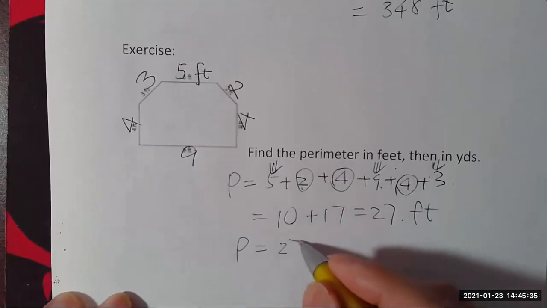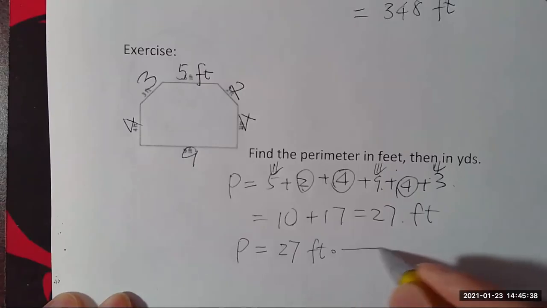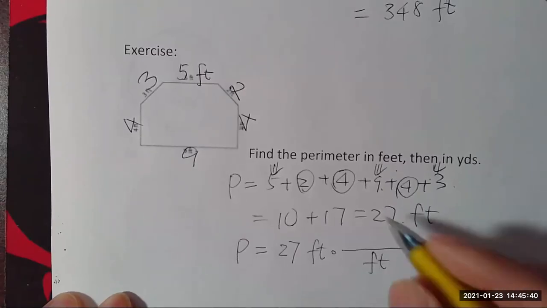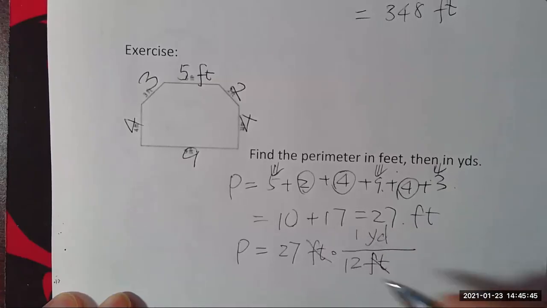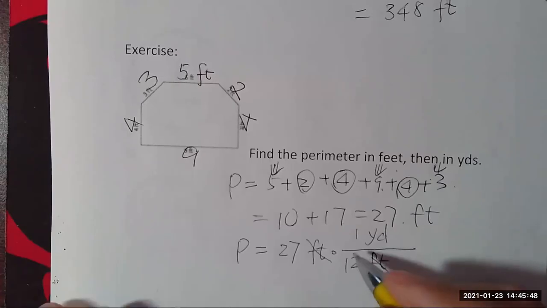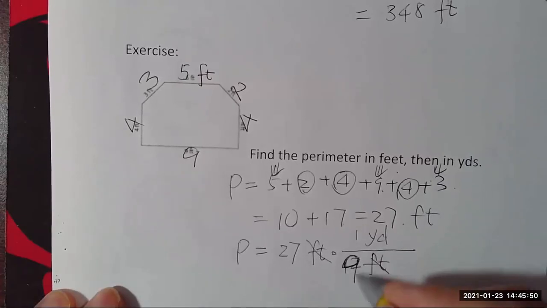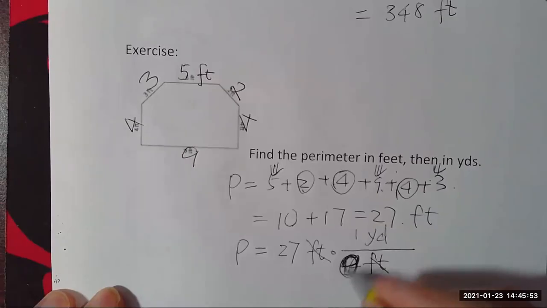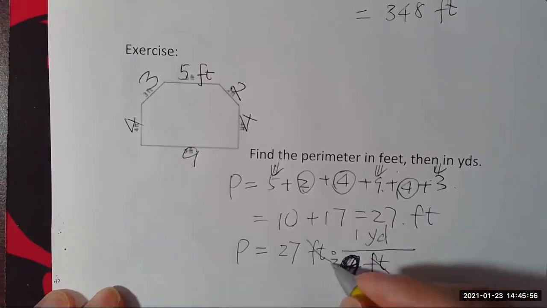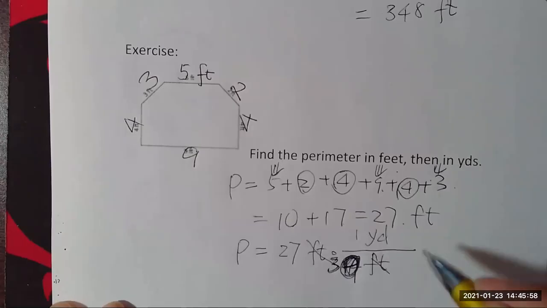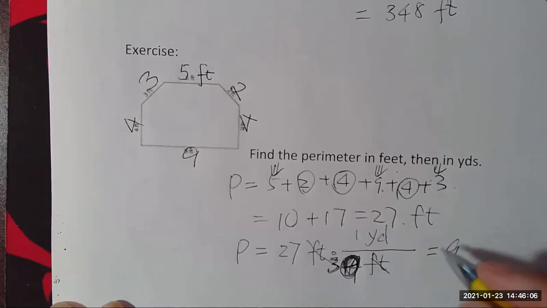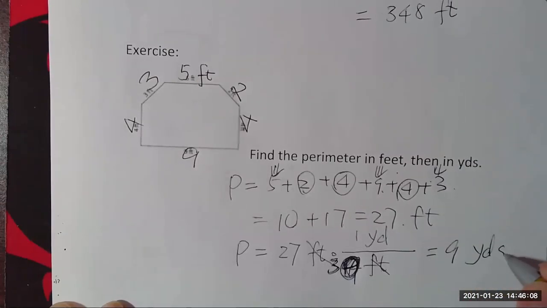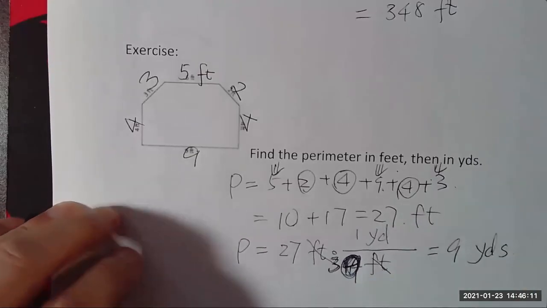So start with 27 feet, multiply by the conversion factor. Feet on the bottom, yard on the top, so that we can cancel feet. Last time it was 1 yard, 12 feet. This time, 1 yard, 3 feet. So this time, 3 is on the bottom, we divide by that. So 27 times 1 divided by 3, that's 9. So 9 yards. Yeah, that's the perimeter.